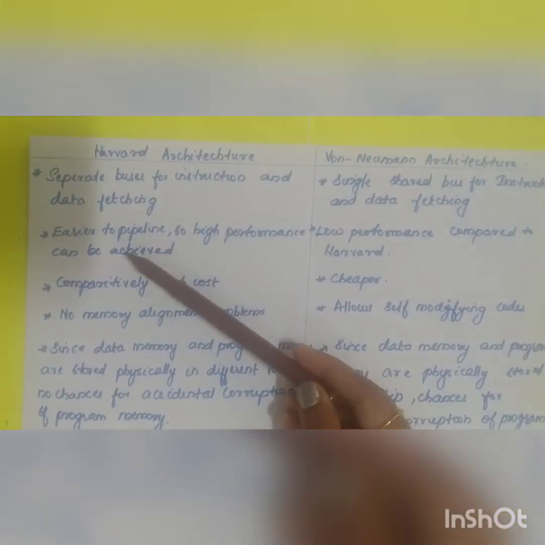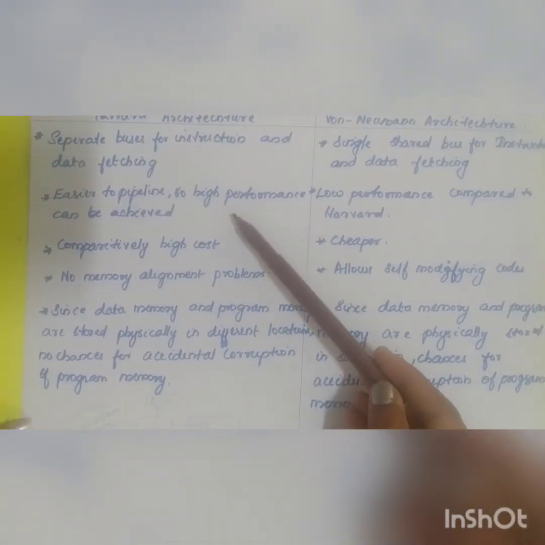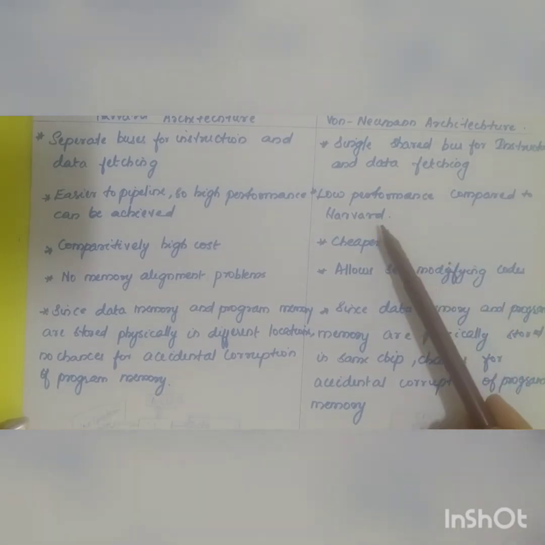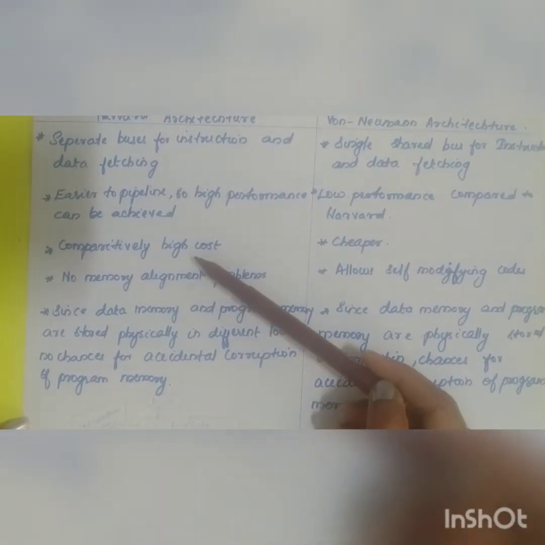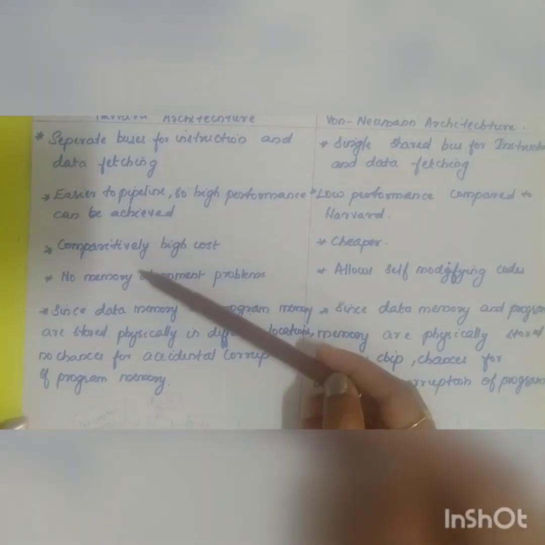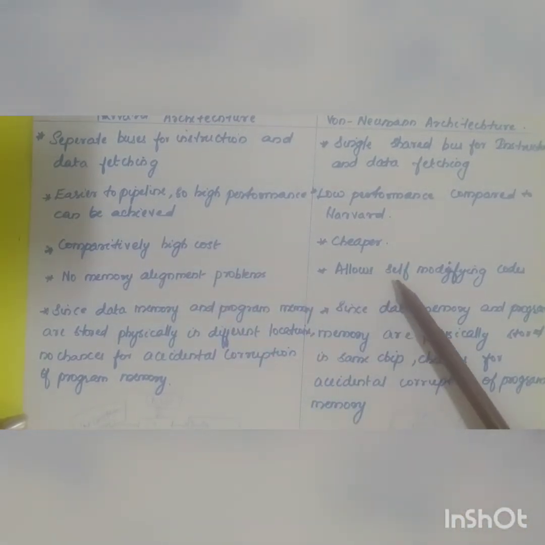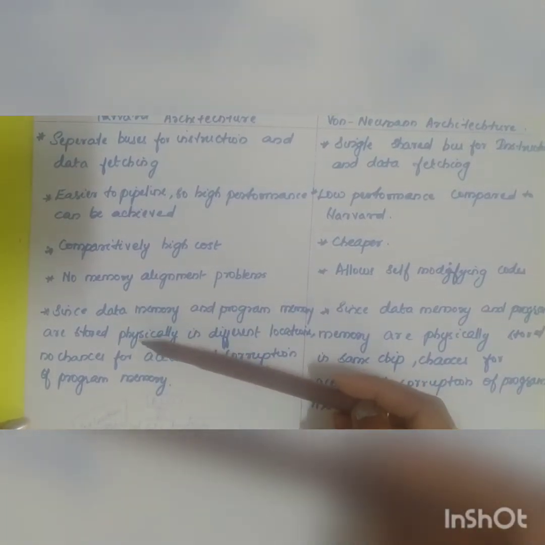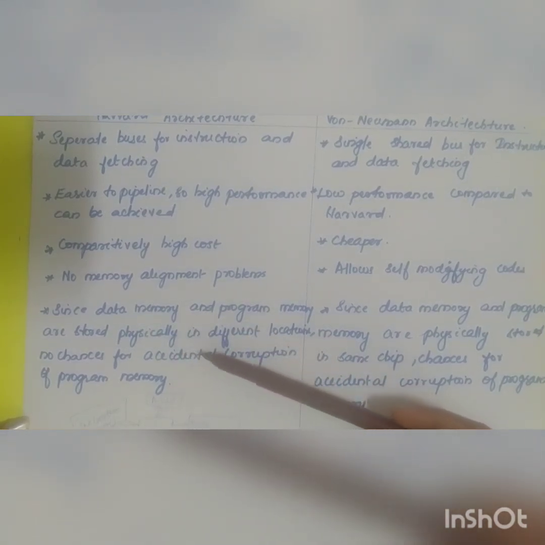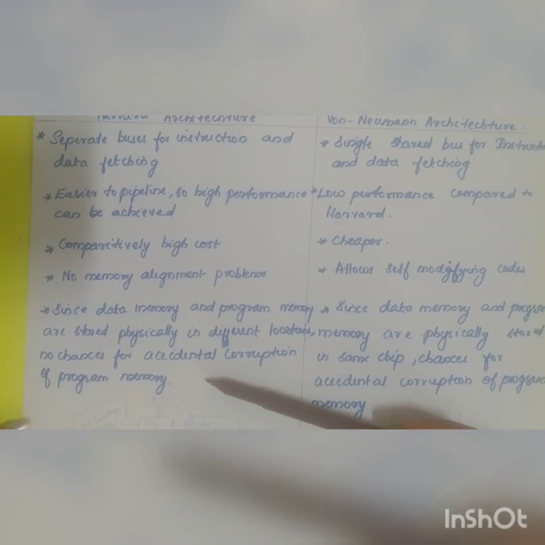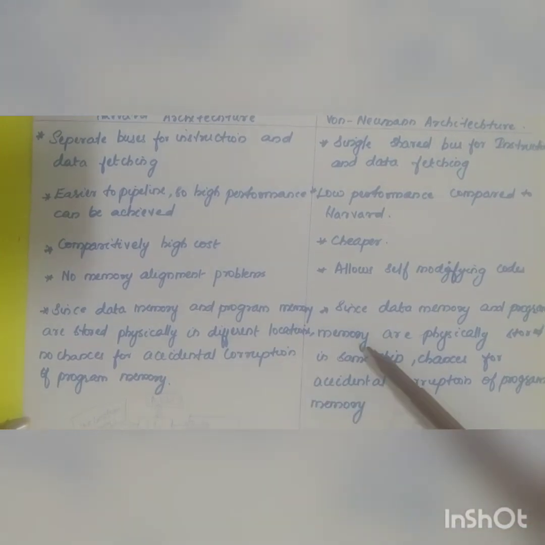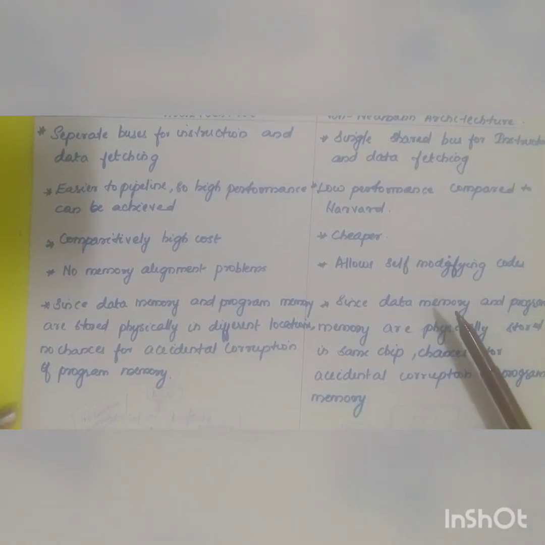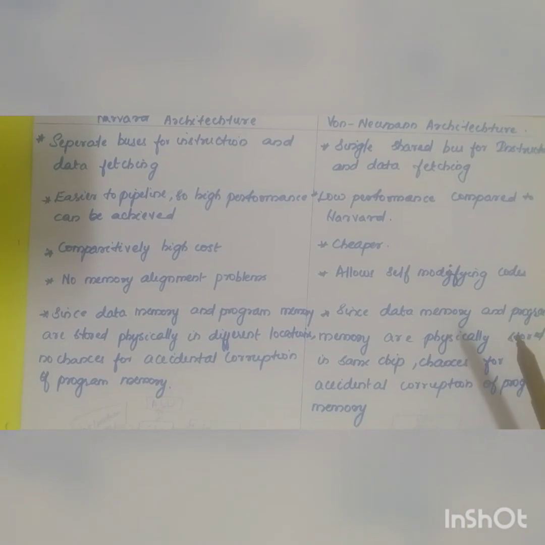Okay, Harvard architecture is easy to pipeline, so high performance can be achieved, whereas von Neumann architecture has low performance compared to Harvard. Harvard is costly, von Neumann is cheaper. Harvard has no memory alignment problems, but von Neumann allows self-modifying code. And the main difference is that in Harvard architecture, since data memory and program memory are stored physically in different locations, there is no chance of accidental corruption of program memory, whereas in von Neumann, since it is shared, there is accidental corruption of program memory. So these are the main differences between both types of architecture.